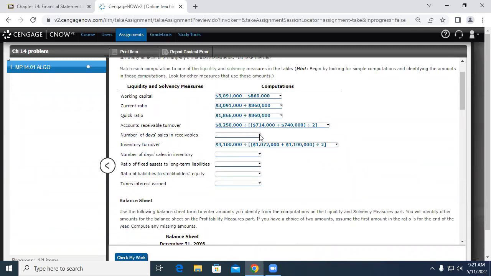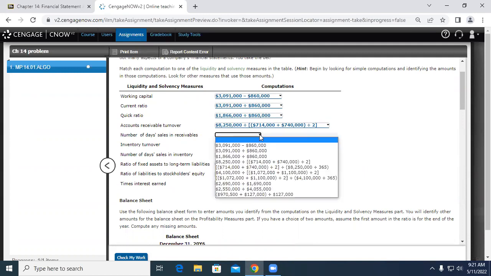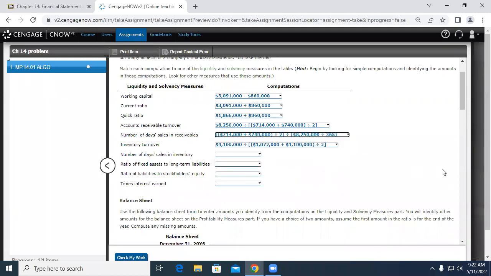Number of days in receivables. And so the formula they use here is going to be based on the one that we are given in the book, not the shortcut that I used for you in class. And so number of days sales in receivables using the formula from the book is average accounts receivable divided by average daily sales. We already know the average accounts receivable calculation because it's the denominator of accounts receivable turnover. And so this must be the number of days sales in receivables.